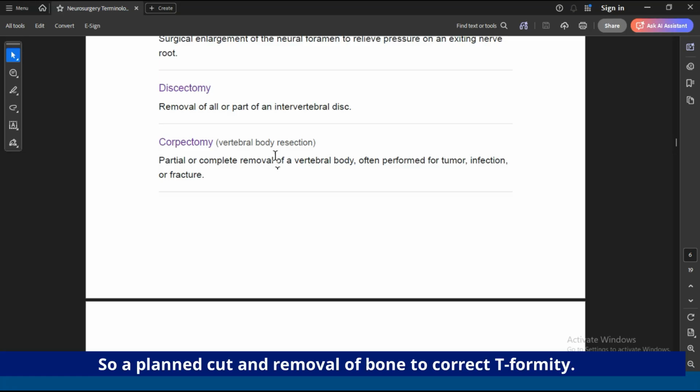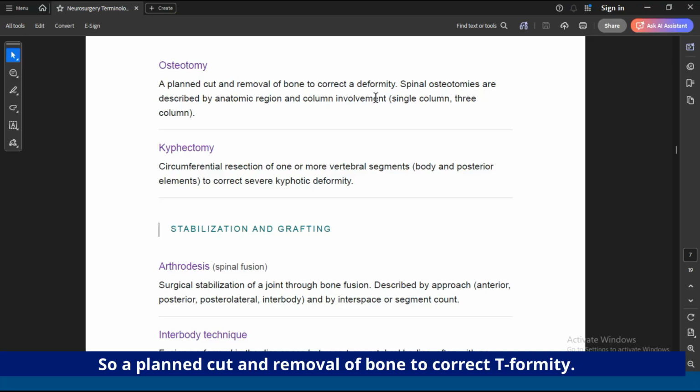Next we have osteotomy. So a planned cut and removal of bone to correct deformity. So most of the time in the spinal procedures you will see osteotomy. So basically physician will perform cut on the bone or removal of bone to correct deformity. Spinal osteotomies are described by anatomic region and column involvement. Single column or three column osteotomy.